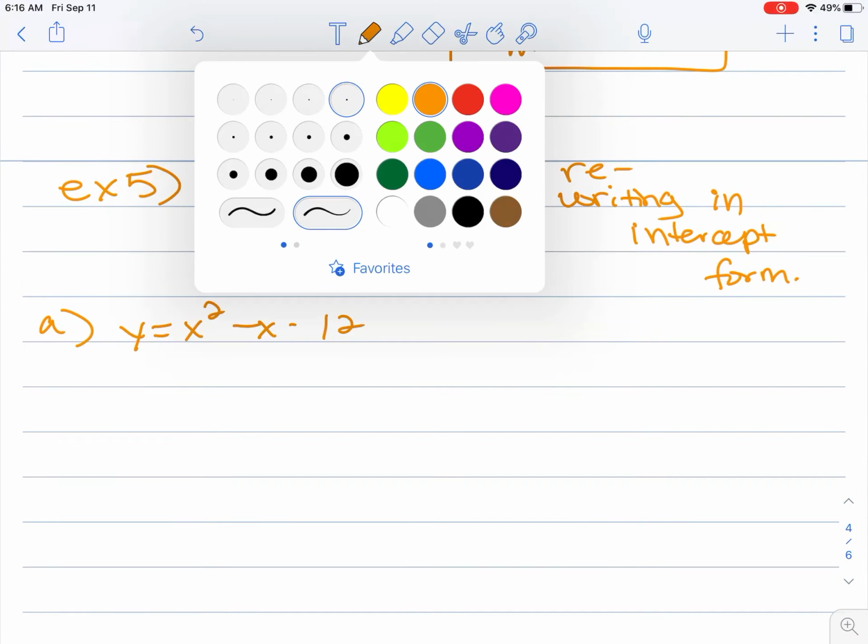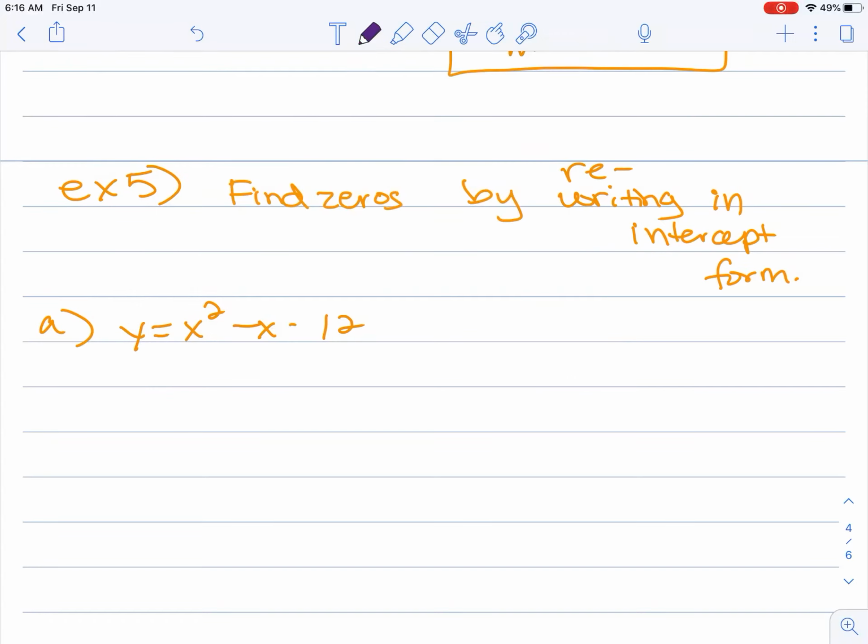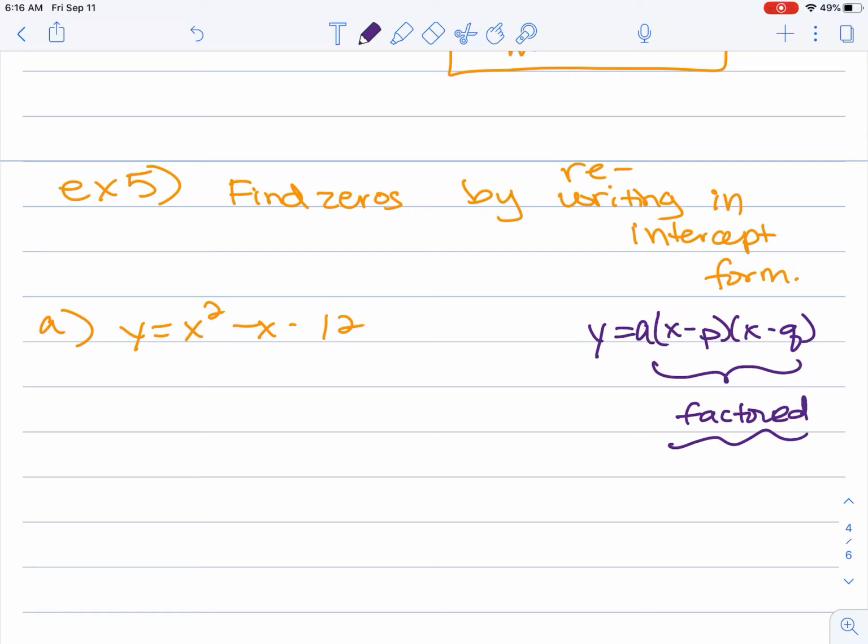So remember that intercept form, if you don't remember, is y equals a times x minus p times x minus q. Basically, these are just factored, right? That's a factored form. So the way that we can do this here is just by factoring. So we're going to factor this. There's no GCF. There's 1, 2, 3 terms. So we know we're going to use our x factor.